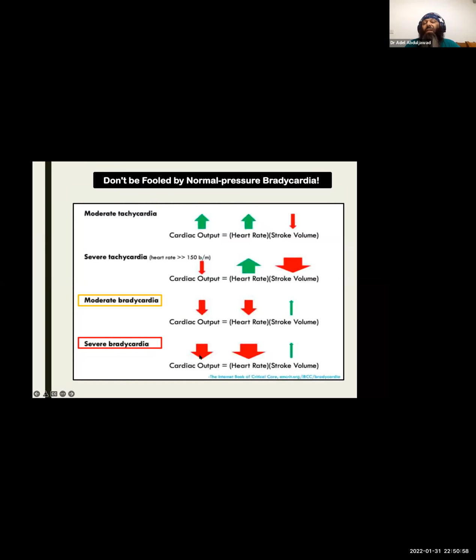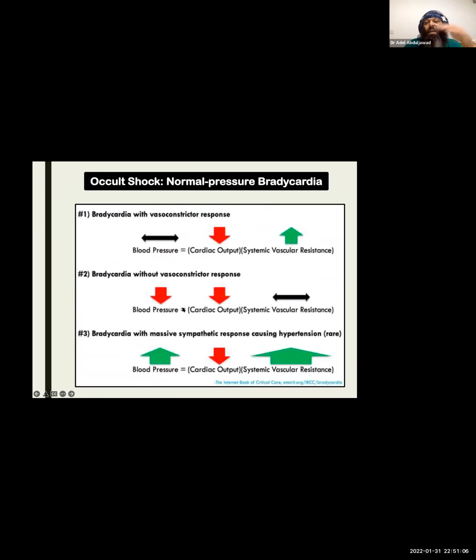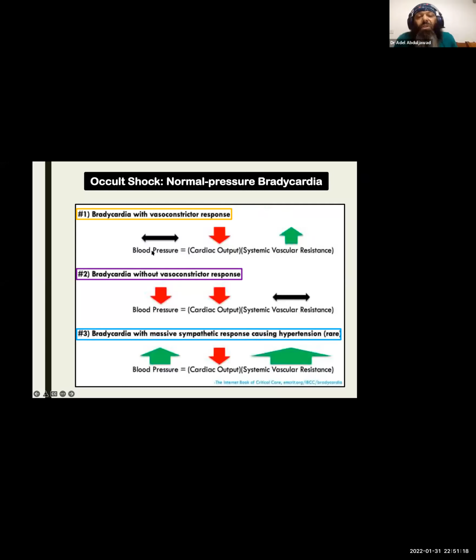So here the cardiac output is getting more and more reduced. Despite that, you may still have normal blood pressure because of the compensatory mechanisms. And here are the compensatory mechanisms that can maintain the blood pressure. I know all of you are aware of this from physiology: the blood pressure equals the cardiac output multiplied by the SVR, or systemic vascular resistance.